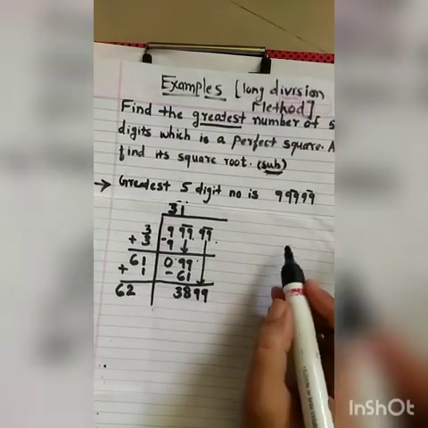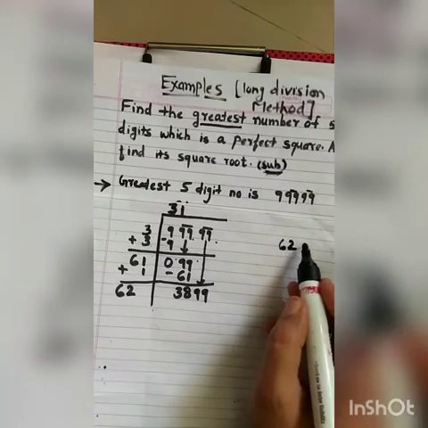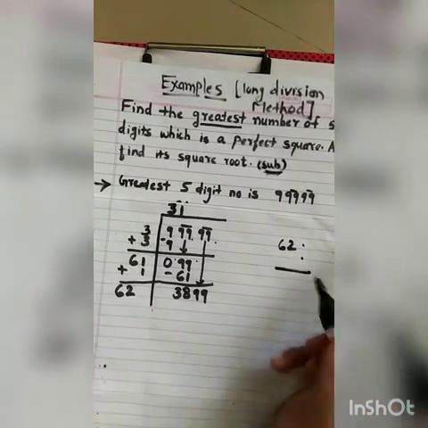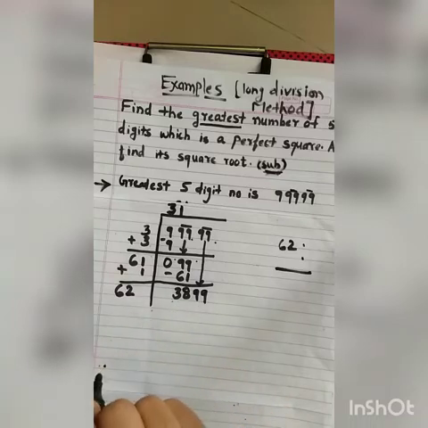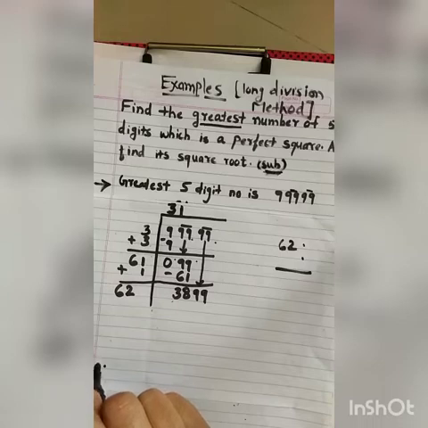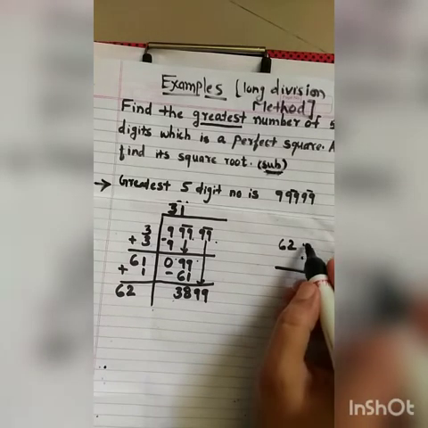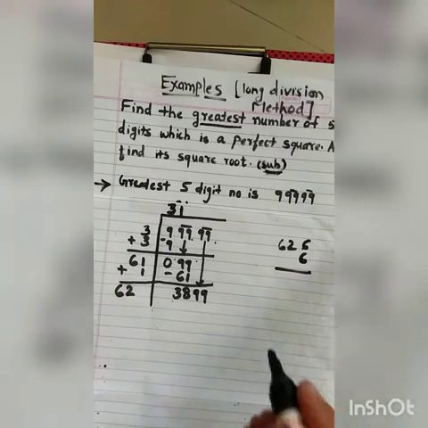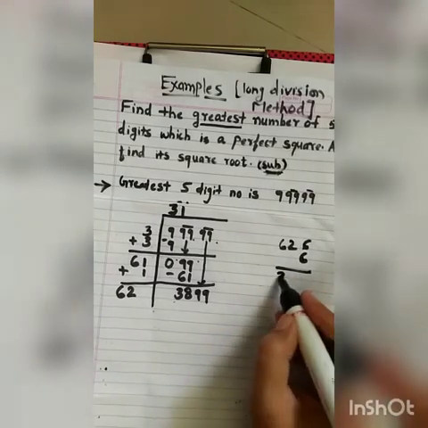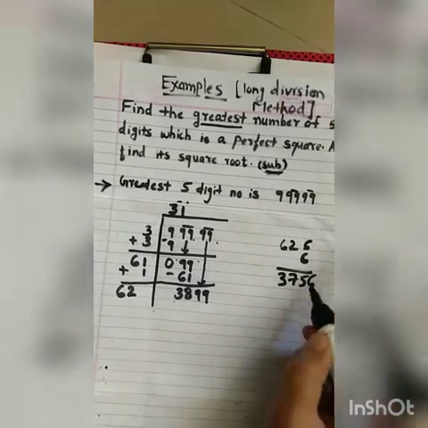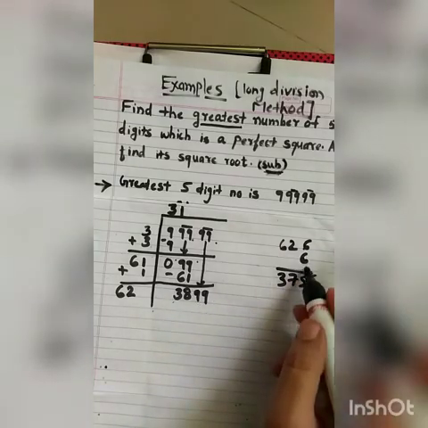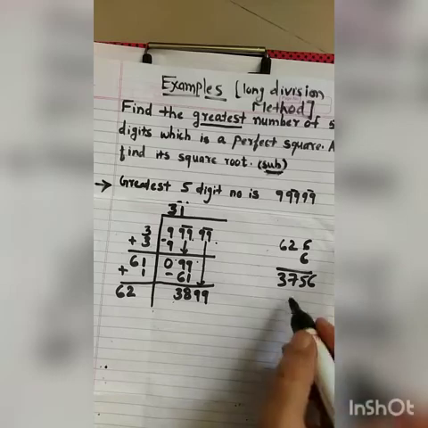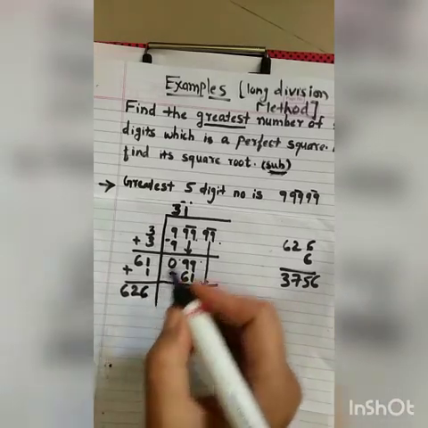Now in 62 I have to multiply such that we will get a number nearer to 3899. So according to me, I think that 5 will be smaller. So let's try with 6. By 6 you will get 3756. Okay, so 3756 is nearer. As we will take 7, it will become bigger. So we will take 6.